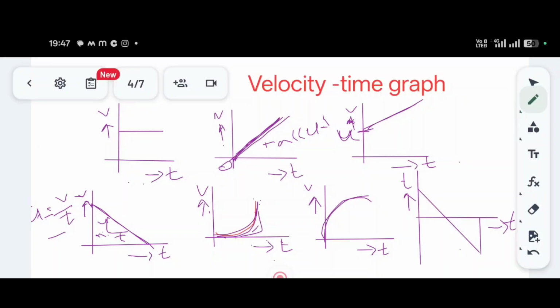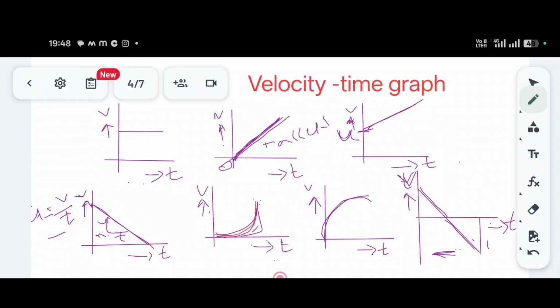And another one, last one, here the body is moving with, first it moves with a decreasing velocity, and again vertically upwards it is thrown, hence it has an increasing velocity. And a body thrown vertically upwards moves under gravity. Hence this graph shows such type of motion of the body.